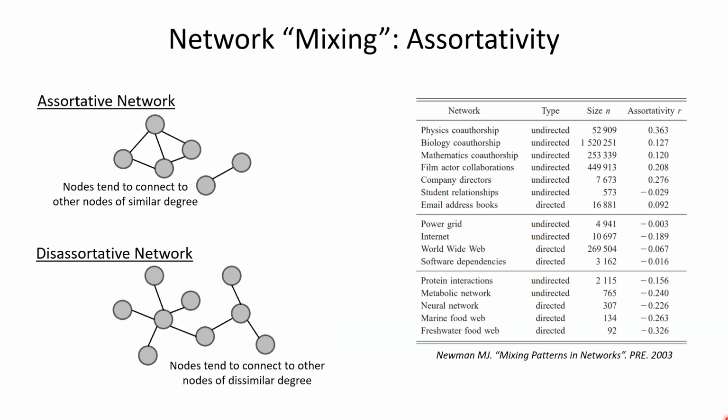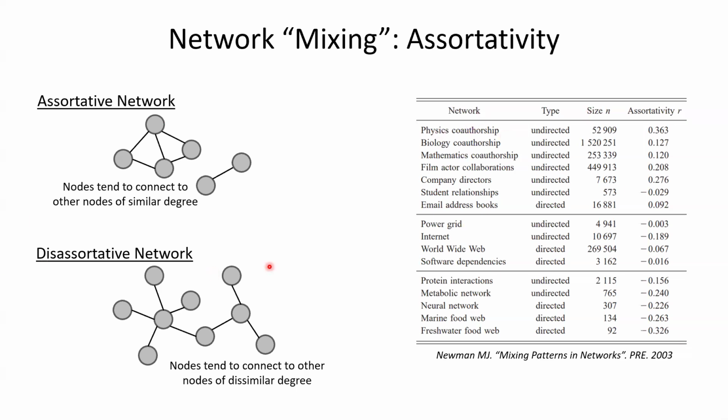Now, another important concept related to the degree is this idea of network mixing or assortativity. And this is a very cool feature in networks. In an assortative network, nodes tend to connect to other nodes of similar degree. Things like authorship networks can sometimes follow this type of pattern. People who have a high number of co-authors also tend to connect with others with a high number of co-authorships, right? You can see this in this table over here.